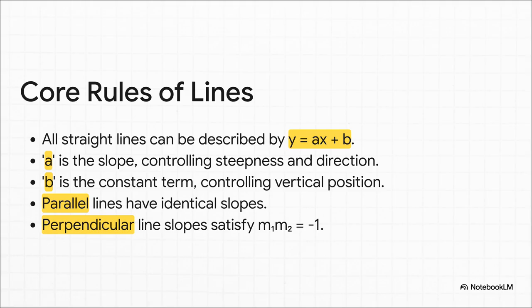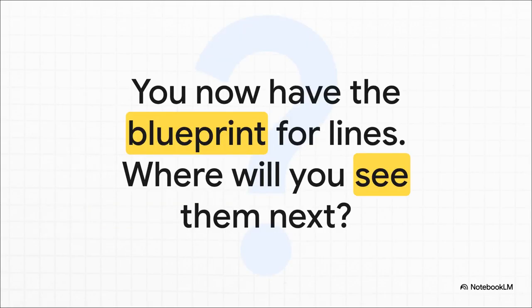And finally, for relationships, parallel lines have the exact same slope, while the slopes of perpendicular lines multiply to equal -1. If you can lock these points into your brain, you've basically mastered linear functions. And that's the thing. These straight lines aren't just for math class. They're used to model pretty much everything, from your phone bill to projecting company profits, even to figuring out planetary orbits. Now that you understand the blueprint, you're going to start seeing them everywhere. So the real question is, where will you see them next?